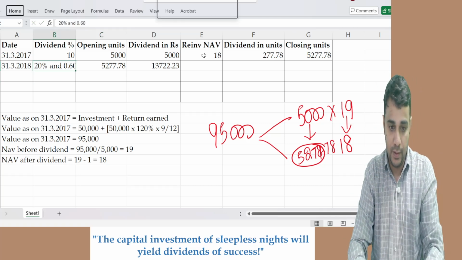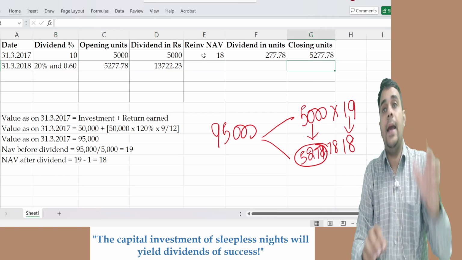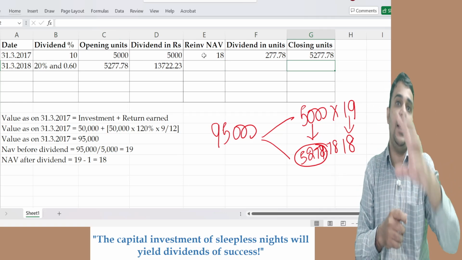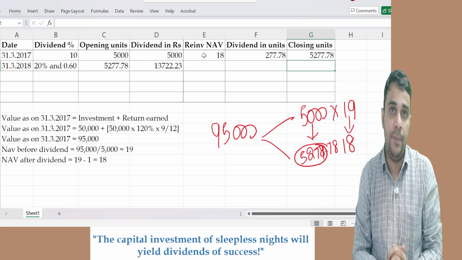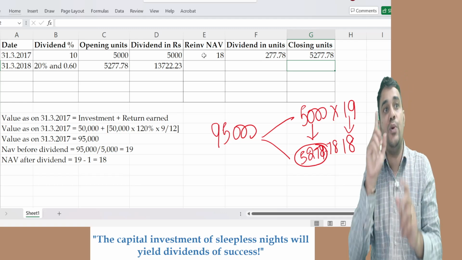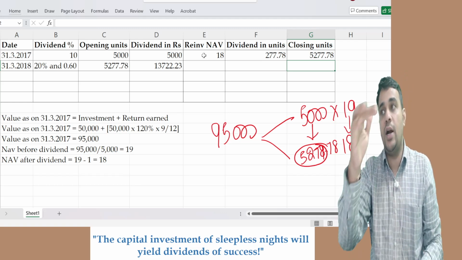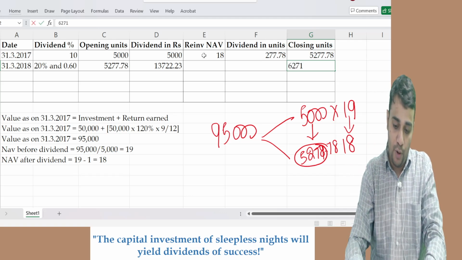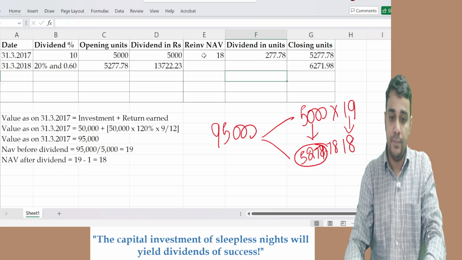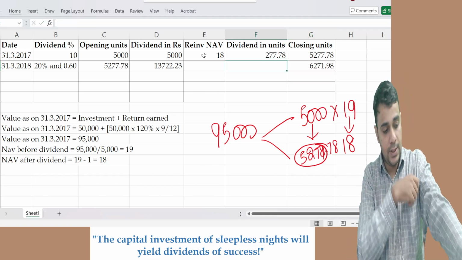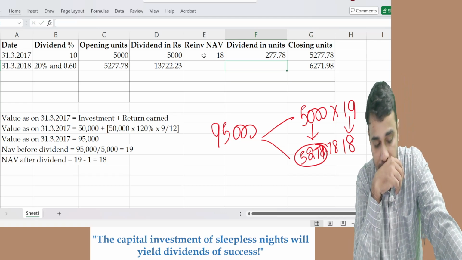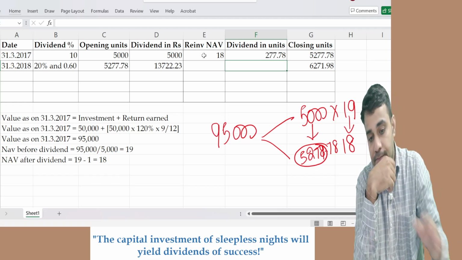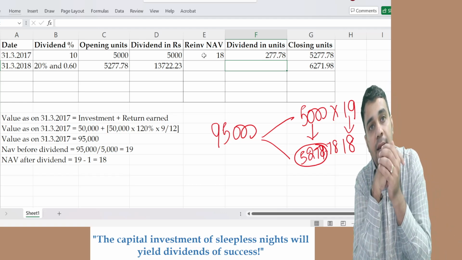I have my closing units. Dividend in units will be balancing figure and NAV will become balancing figure. The closing unit 6271, that does not have any more dividend after that. So write the closing one, 6271.98, dividend in units balancing figure, and reinvestment NAV is balancing figure.